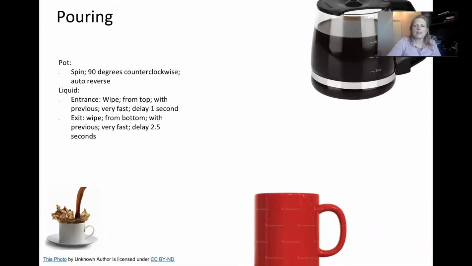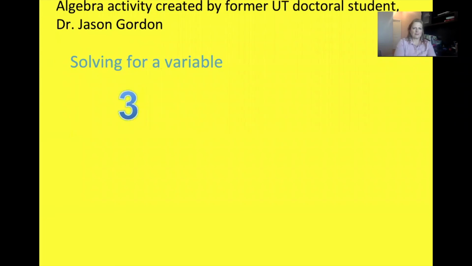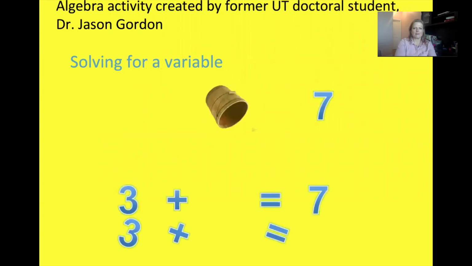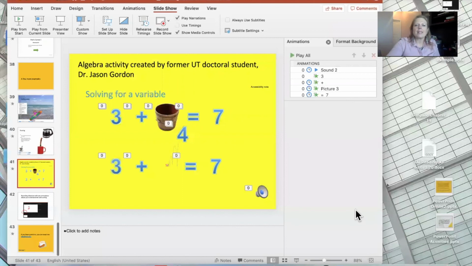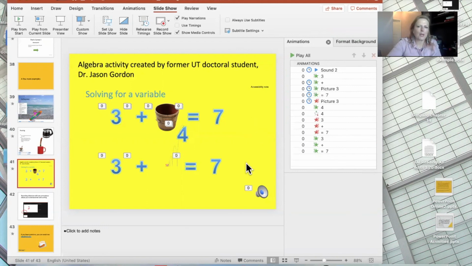This next one is an activity that was created by a former doctoral student, Dr. Jason Gordon, for algebra. You'll see how that operates, and he has several animations put in here. 3 plus something equals 7. 4. 3 plus 4 equals 7. And again, you can go into the animation pane and look at the different animations that he put in and the different timings that he set up to have all of that happen in that way.